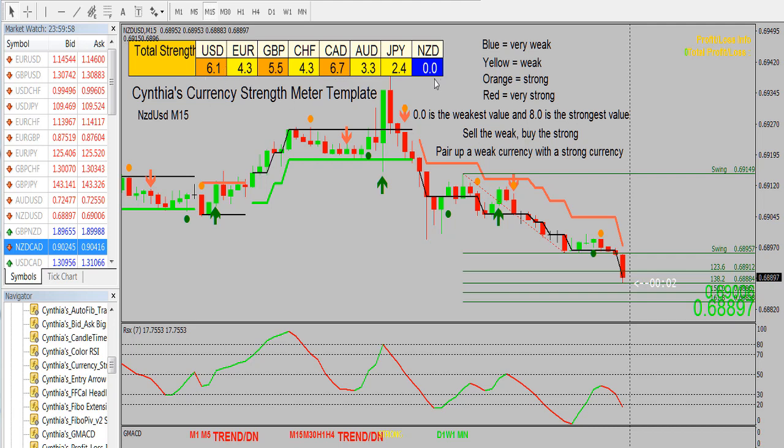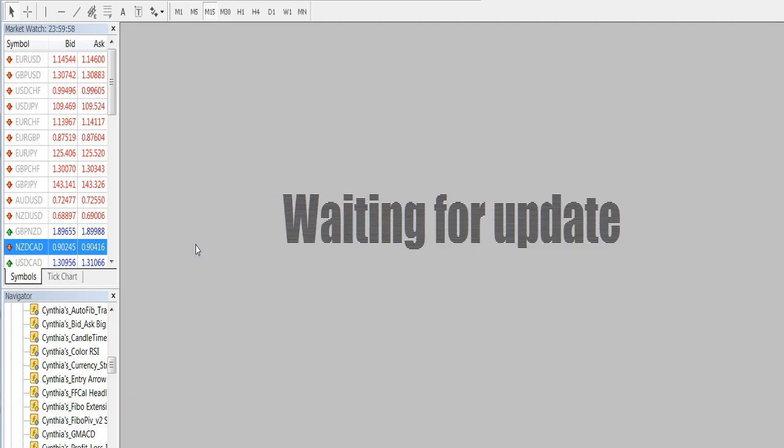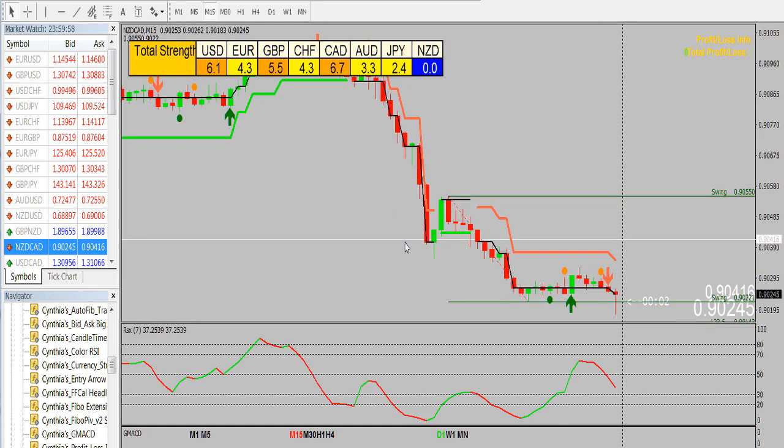So let's take a look at this pair, and we'll see if the last candle of the day is indeed a strong red candle. What you can do to change this chart, this is a trick that I love, is just go over and select the New Zealand CAD and drag it over, and there you go.